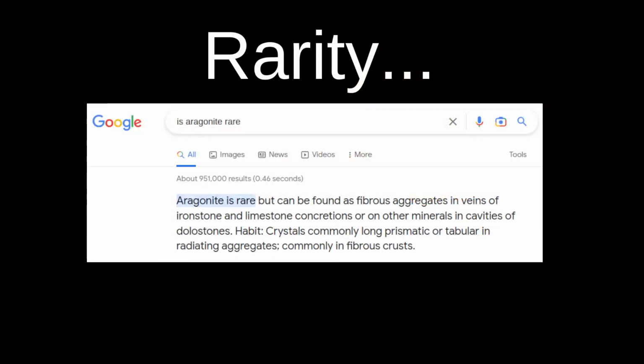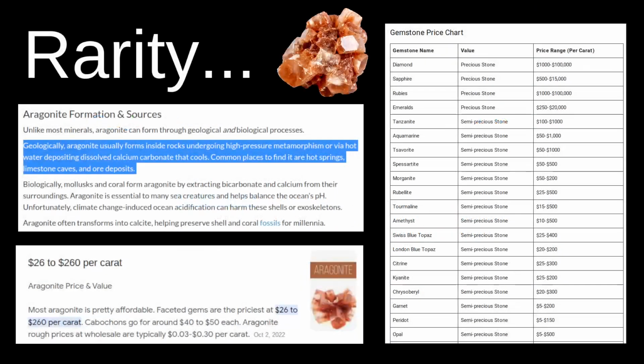And how rare is it? Well, Google thinks it's rare, and when you look at prices for it and so on, it seems pretty rare.